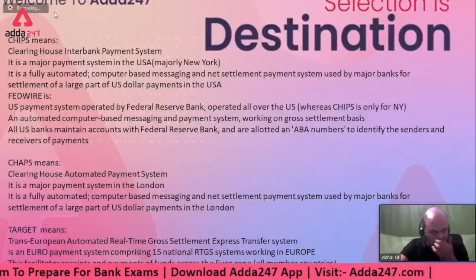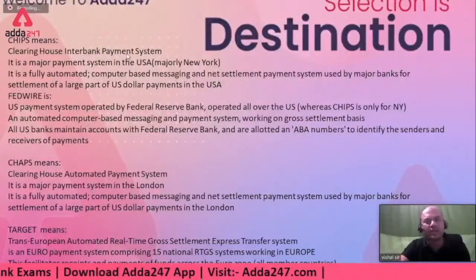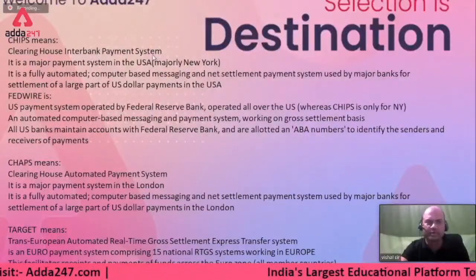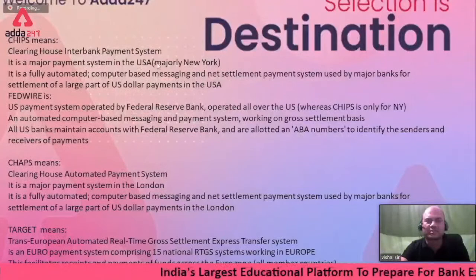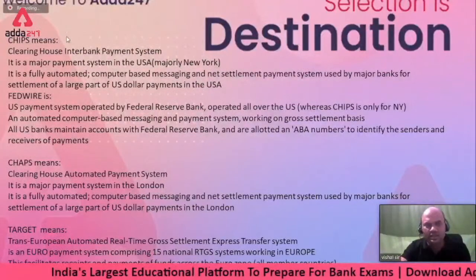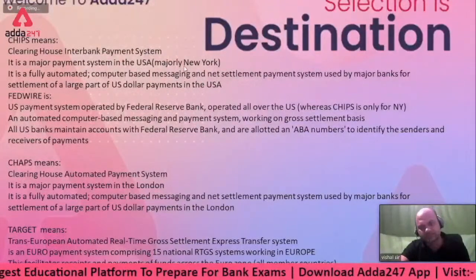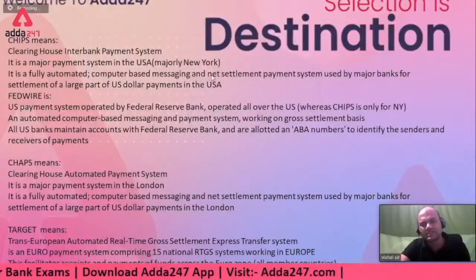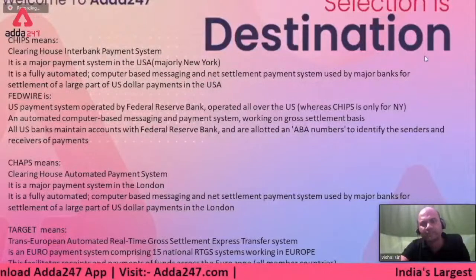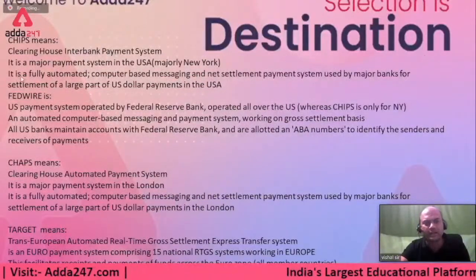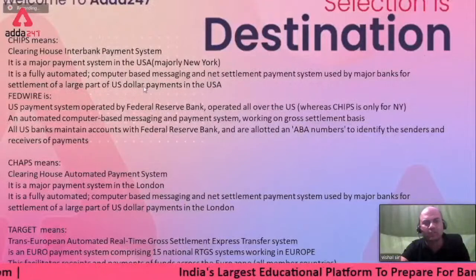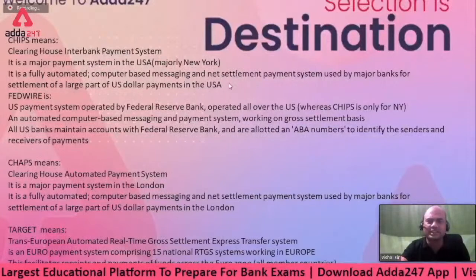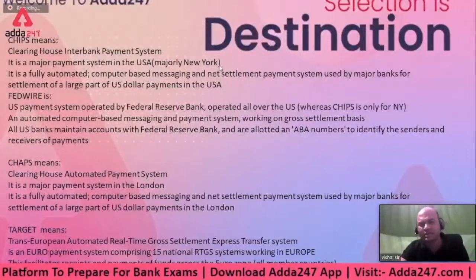So CHIPS is what? Clearing House Interbank Payment System. It is a major payment system in USA, majorly New York. CHIPS is in New York. Understand this: it is a fully automated, computer-based messaging system and net settlement payment system used by major banks for settlement of a large part of US dollar payments in USA. So basically a net settlement system, similar to our RTGS.